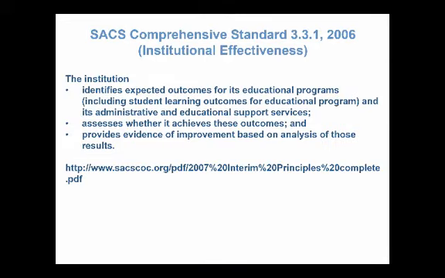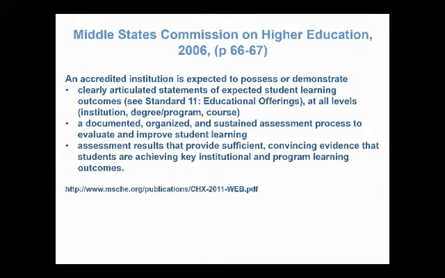So this is what we were responding to for our accreditation agency. I understand several different agencies are represented, but ours is SACS, and in standard 3.3.1, it clearly states we have to identify outcomes, assess whether those outcomes are achieved, and provide evidence of improvement based on the results. And in the previous 3.3.3.1, it specifically mentioned courses.